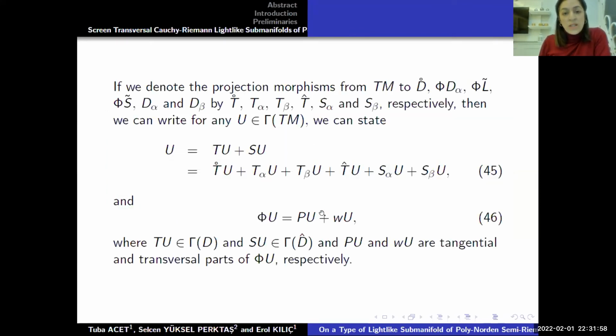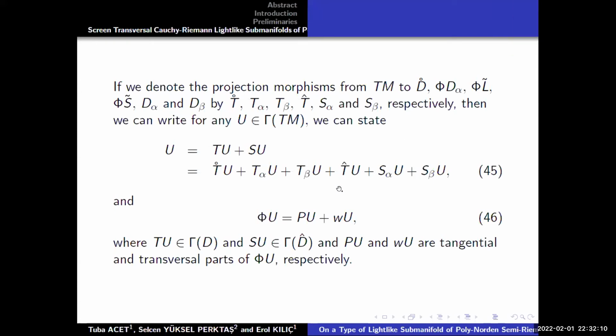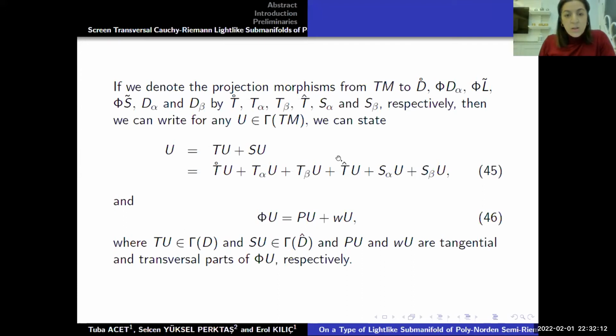By using the projection morphisms, and there are many distributions, so we need many projections. By using these projections, we investigate integrability conditions. So if we denote the projections from TM to these distributions like that, then we write equation 45 for a section u in the tangent bundle.